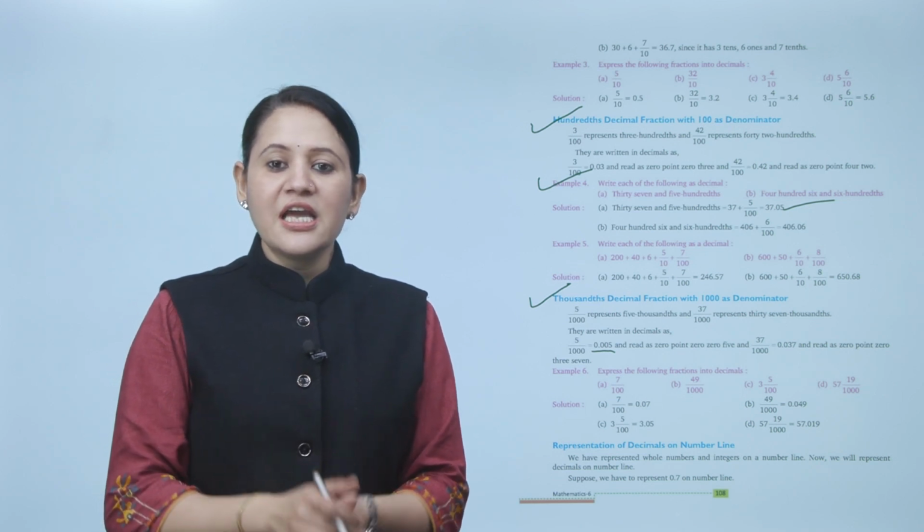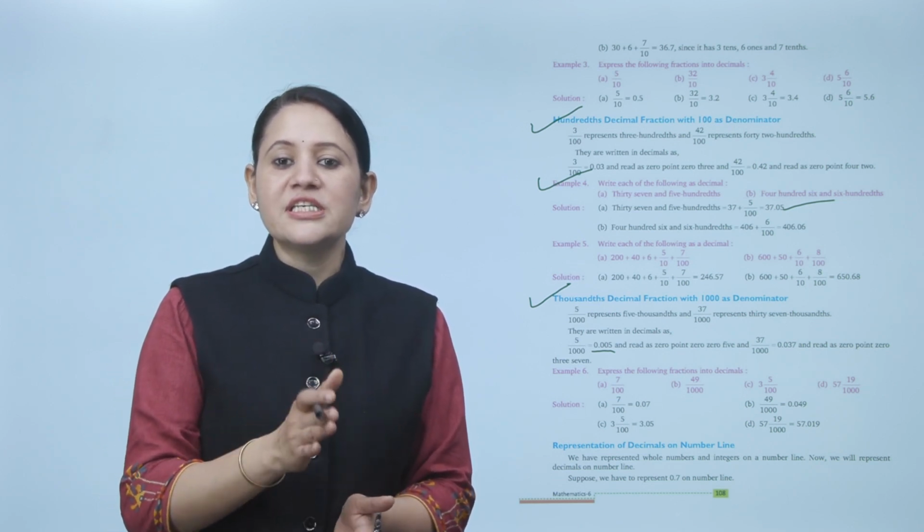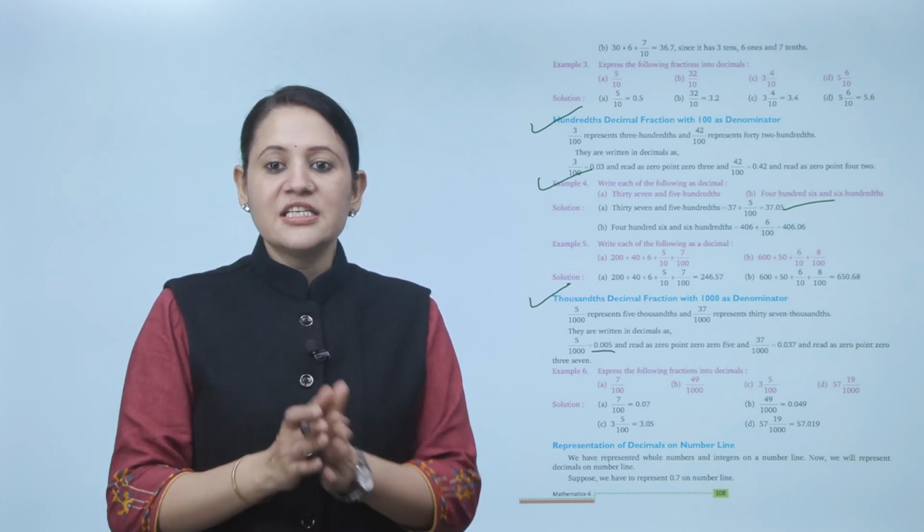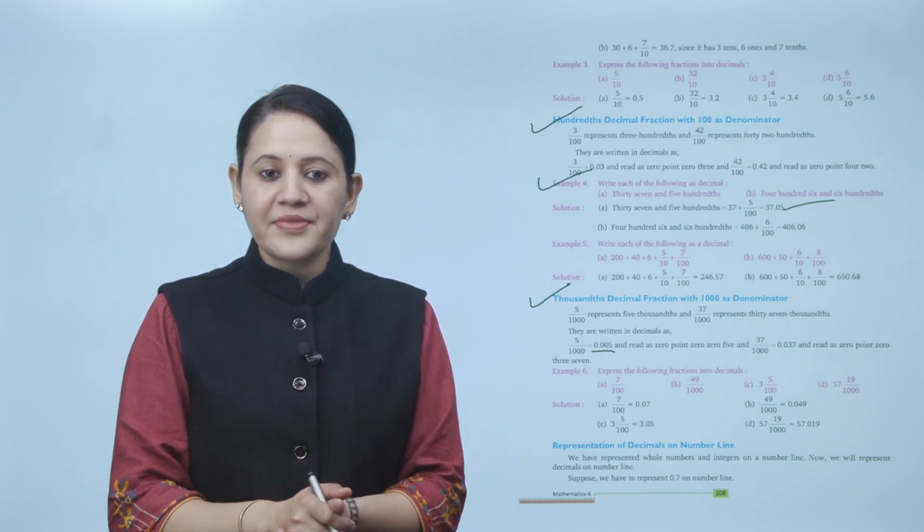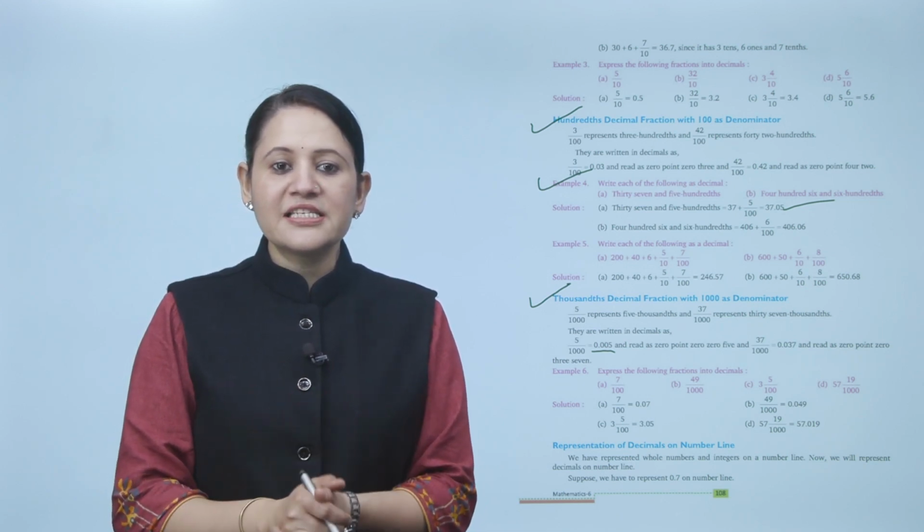37 upon 1000 can be written as 0.037 and read as 0.037. Clear? Now I'll take an example.